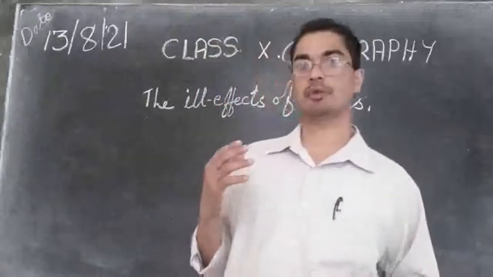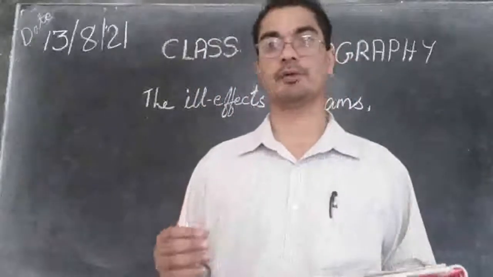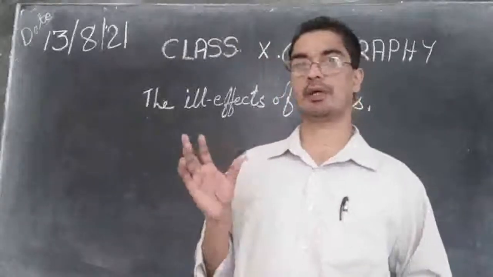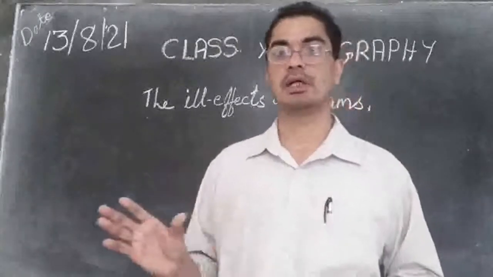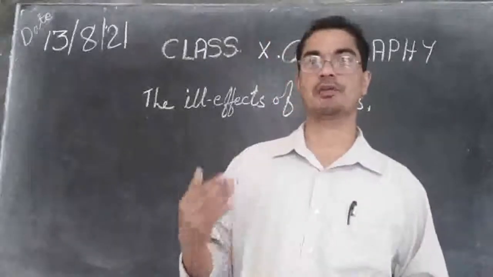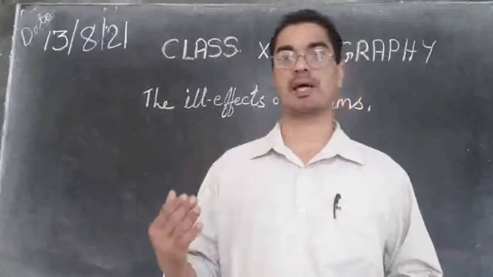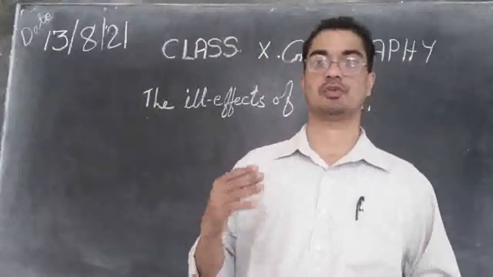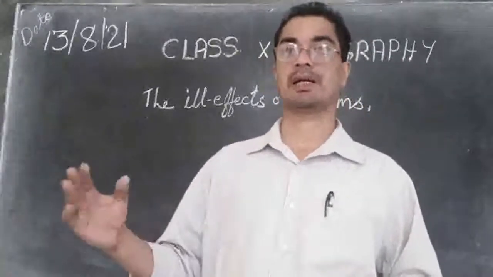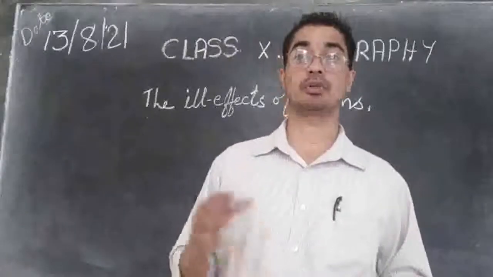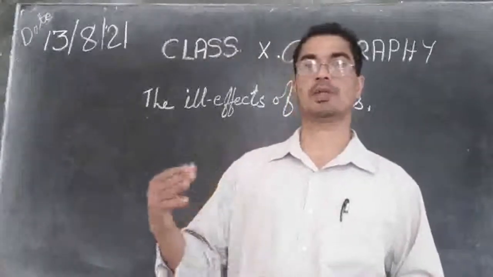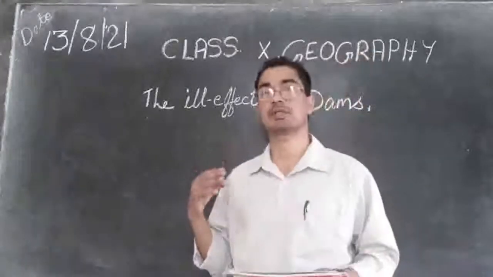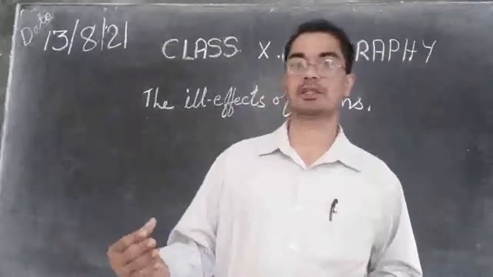When people saw that water was available, they changed their cultivation pattern. Before, they were cultivating only during the monsoon season. Now they have started cultivating two to three times in a year, because water is available throughout the year. And so people started changing their cultivation.